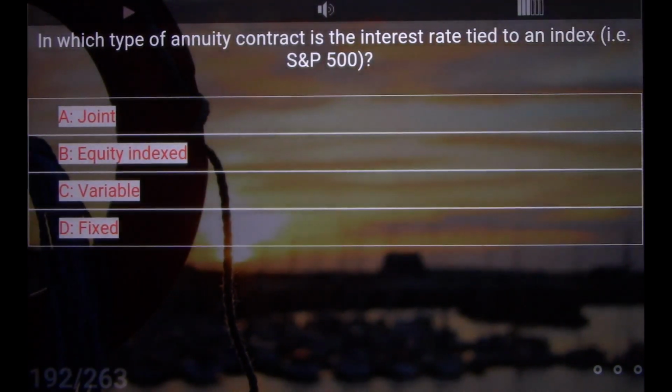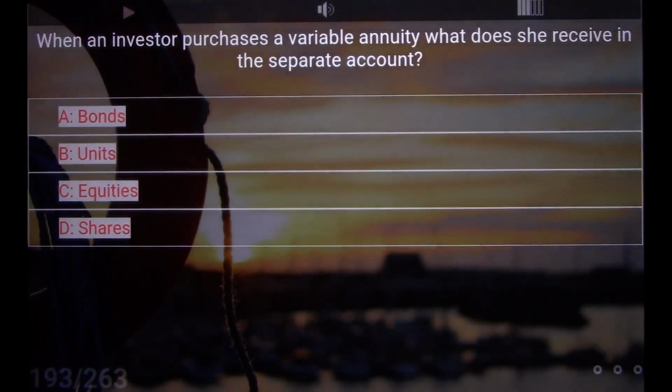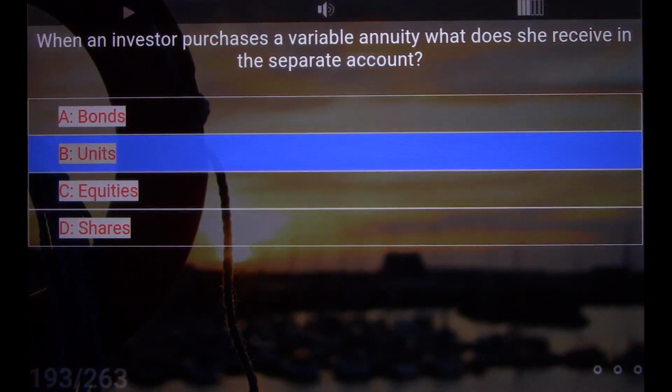In which type of annuity contract is the interest rate tied to an index, that is S&P 500? B. Equity indexed. When an investor purchases a variable annuity, what does she receive in the separate account? B. Units.